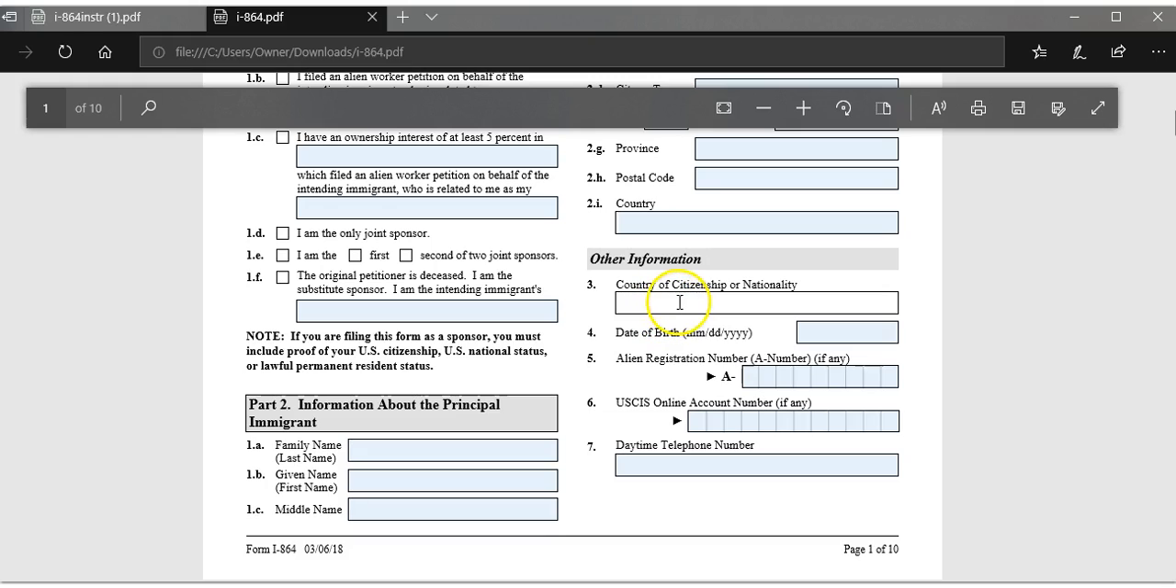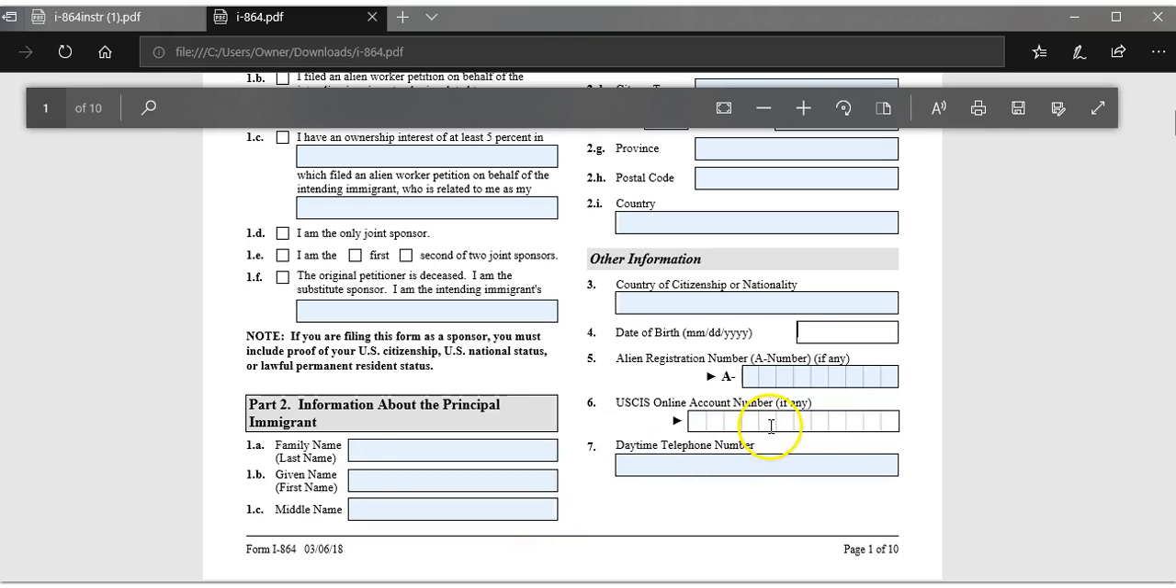Okay, so this would be the country of citizenship or nationality, and then the birthday, and then the alien registration number. This number refers to the identification number issued by the immigration authorities. And remember, all this is for the principal immigrant, not for the sponsor, okay? And then the USCIS online account number. If the beneficiary, the immigrant, has an online account with the USCIS, write it down here.